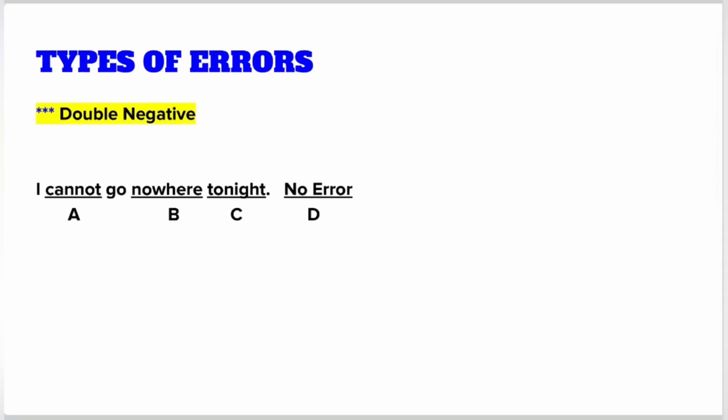Now, another type of error is double negative. So we know that the word not and the word no are two negative words in the English language and should never be used together. For example, I cannot go nowhere tonight. The sentence should read, I cannot go anywhere tonight. Therefore, the error is B.